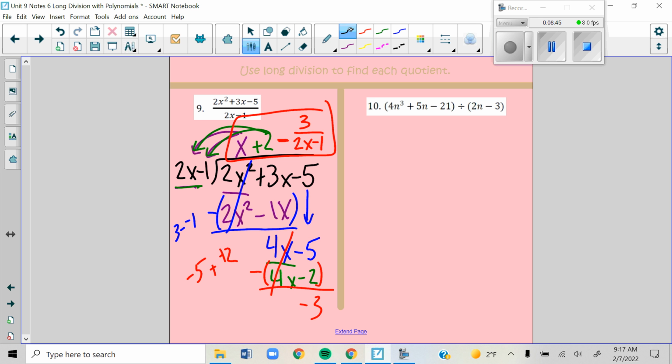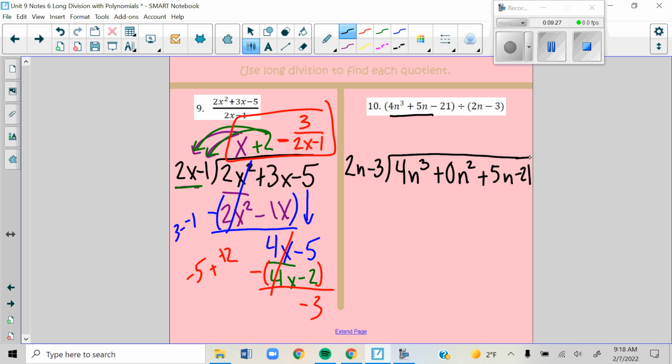All right, so let's look at this last one. It says our 2n minus 3. Now in my division sign, I have 4n cubed. Oh, cubed. We haven't dealt with something that high, and that's okay. We just need to remember that we're probably not just going to multiply by an x or an n. But I do notice that it goes straight from 4n cubed down to 5n, so I'm missing an n squared term. So you need to put a placeholder in if you have any variables missing. If we don't put a placeholder in, when we go to subtract down, we aren't going to have like terms, and it's not going to work out for us.